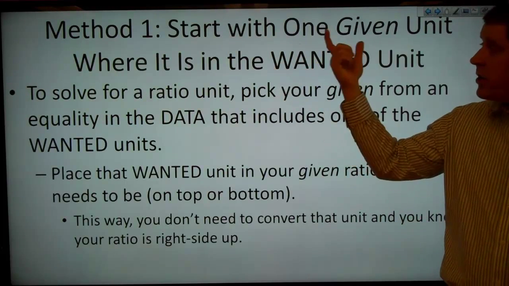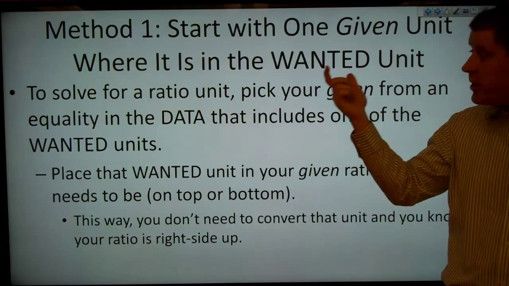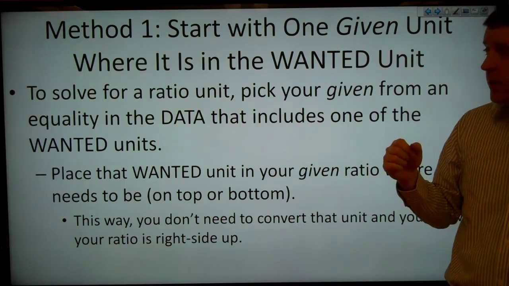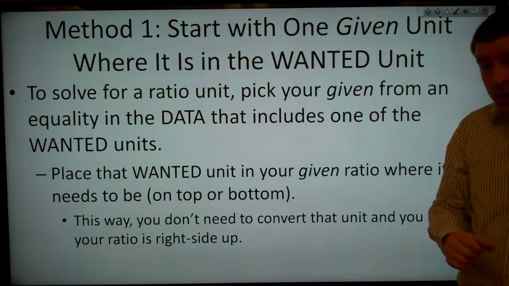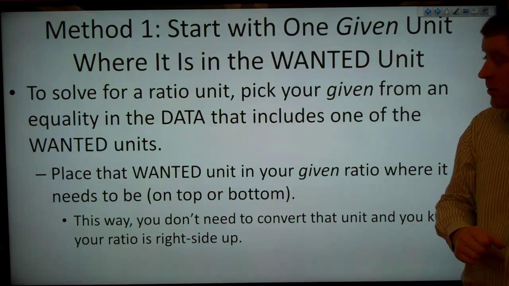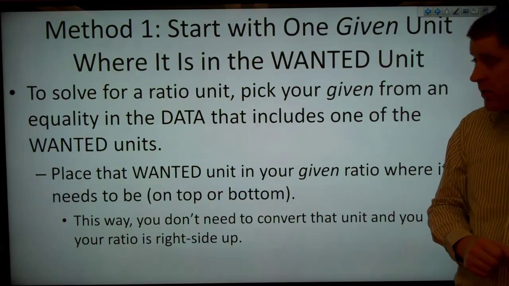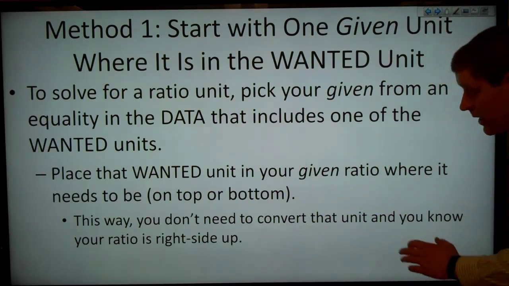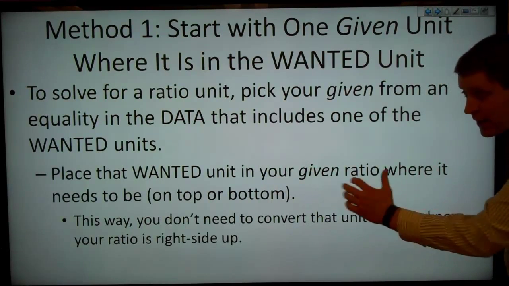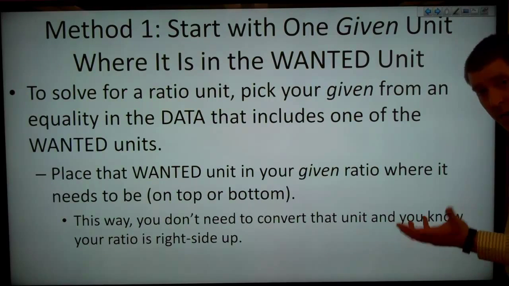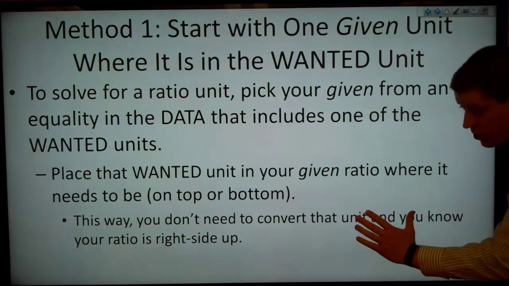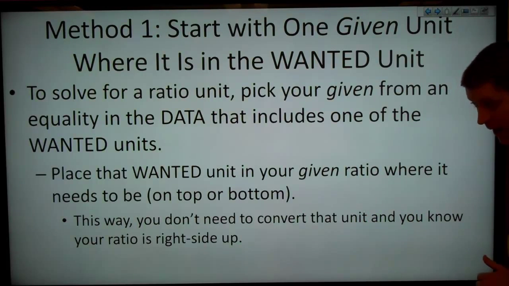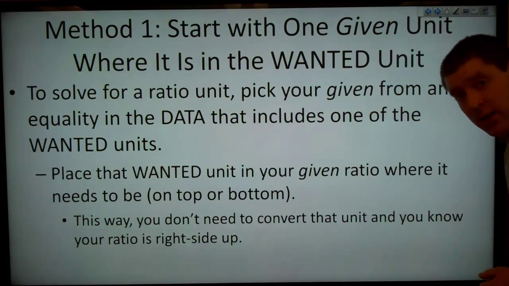So method 1 is start with one given unit where it is in the wanted unit. So to solve for a ratio unit, pick your given from the equality in the data that includes one of the wanted units. And place that wanted unit in your given ratio where it needs to be on the top or the bottom in the wanted unit. And this way, you don't need to convert that unit, and you know your ratio is right side up. You only need to convert that second unit.